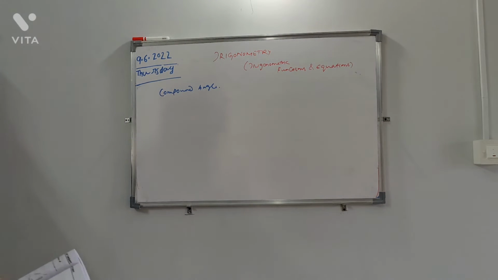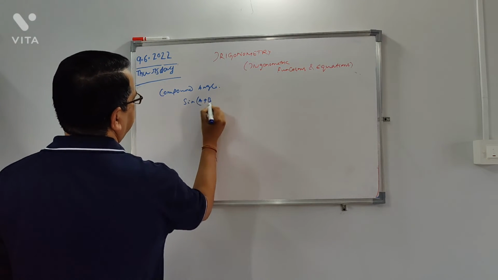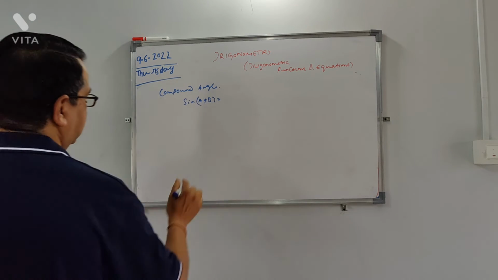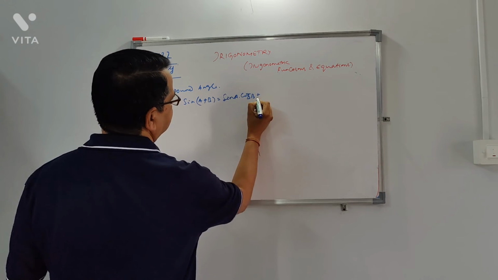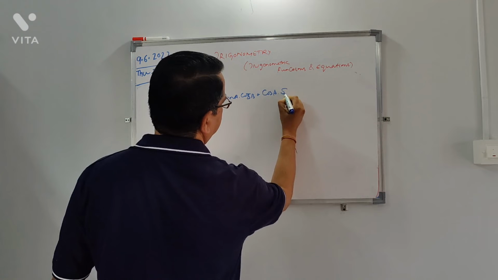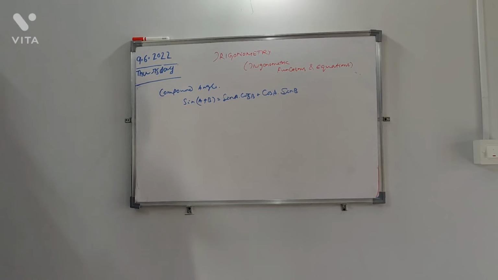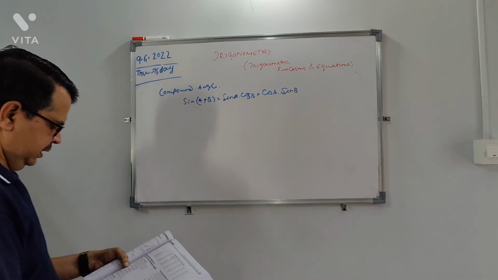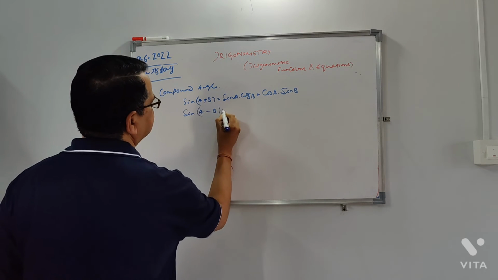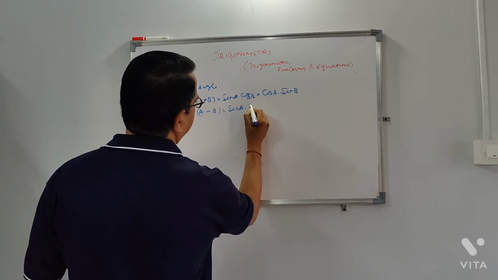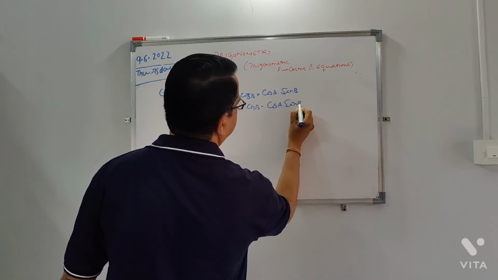So what is a compound angle? These formulas also we can derive, but I am just writing them down. Sin A plus B is equal to sin A into cos B plus cos A into sin B. Sin cos, cos sin, that is how we remember. That is sin A plus B, and both are positive. For sin A minus B, a minus sign will come into the picture: sin A into cos B minus cos A into sin B.